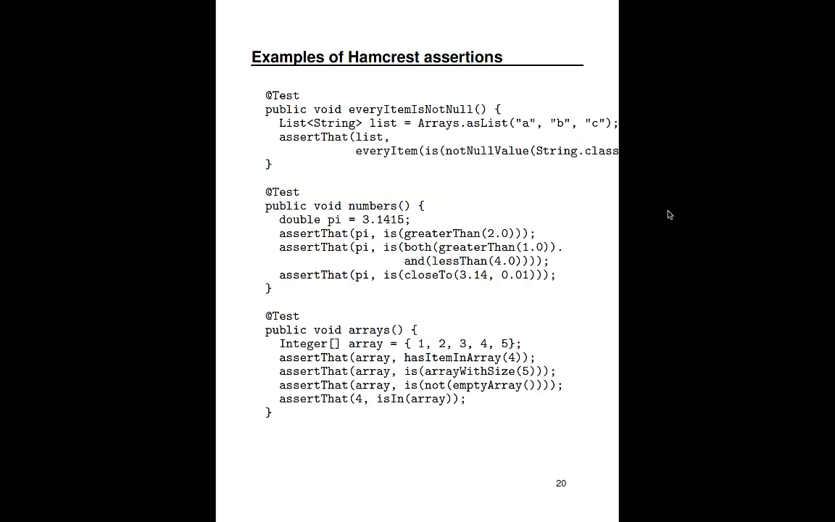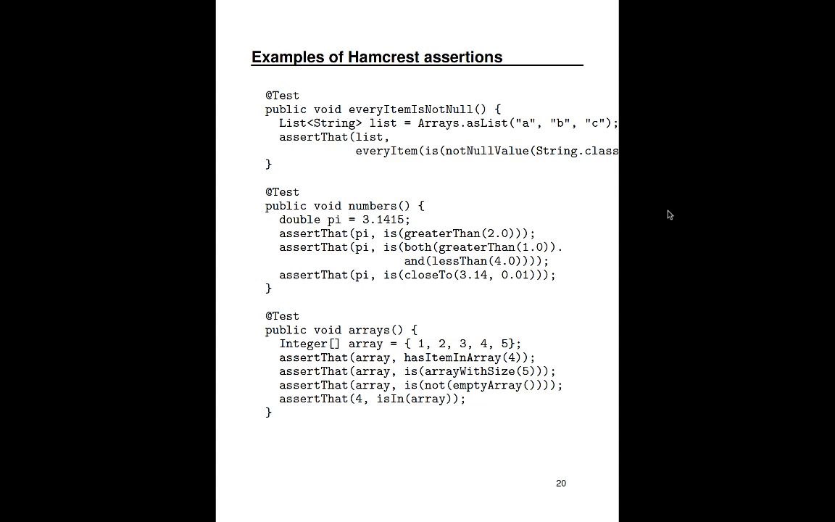Hamcrest also has really great support for working with collections. So let's say I've got a list that contains A, B, and C. I can do things like, hey, assert that every item in that list has a non-null value. Sure, you could do this yourself, but you have to write your own code to iterate over the list, or maybe use something from the Stream API. This just does it for you. This is a nice advantage of Hamcrest.